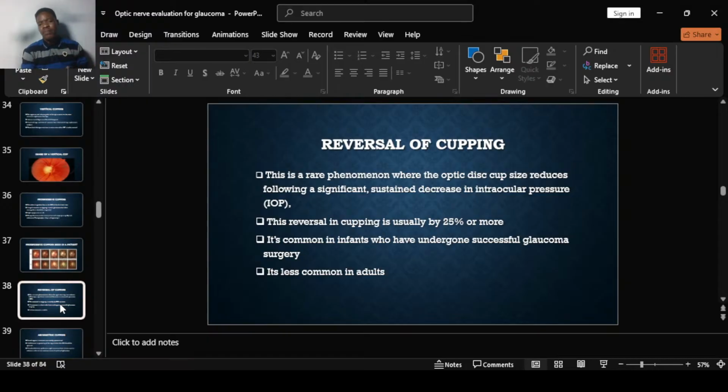And also there's what we call a reversal of cupping. This is a rare phenomenon, but it's important that I speak about it. It is a rare phenomenon where the optic disc cup size reduces following a significant sustained decrease in intraocular pressure. This reversal in cupping is usually by 25% or more, and is common in infants who have undergone successful glaucoma surgery. When you see neonates after they have undergone surgery, you find there's usually this reversal in cupping, but it's less common in adults. In fact, I don't think you might see it in adults, but it's more common in infants who have undergone successful glaucoma surgery.